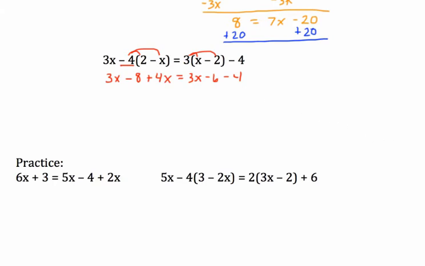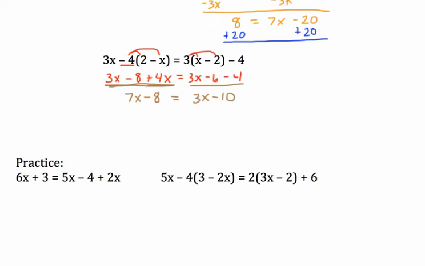Next step to simplifying is to add up your like terms. Remember, only on one side of the equal sign or the other. 3x and 4x make 7x minus 8. So I've worked only on this side of the equal sign. And I'm going to work only on this side of the equal sign. Negative 6 and negative 4, think money, that's negative 10.